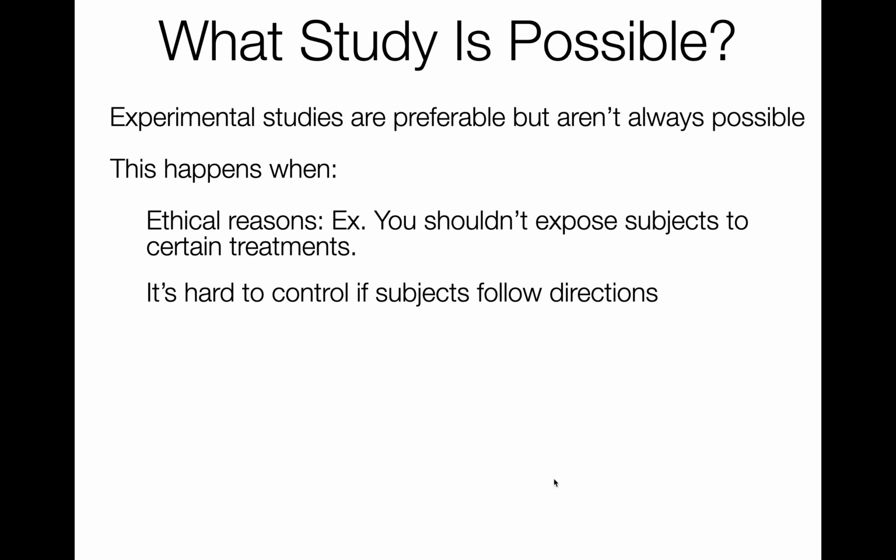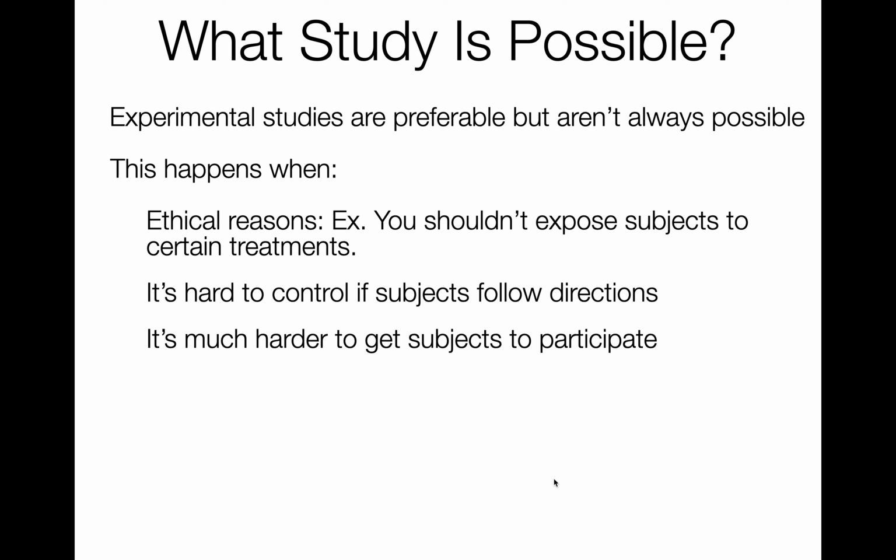Another thing is it might be hard to control if people follow directions. Certainly, everyone knows that people do not follow directions very well. After last semester, I'm very aware that students are not always great at following directions, and everyone is not great at following directions all the time. So it's hard to control whether people are taking the drug that you want them to take on time. Are they always taking it? There could be many things that are hard to control there, right?